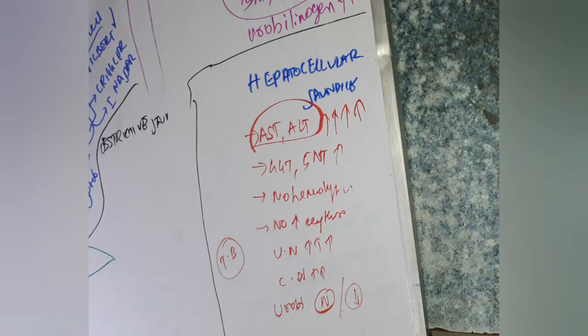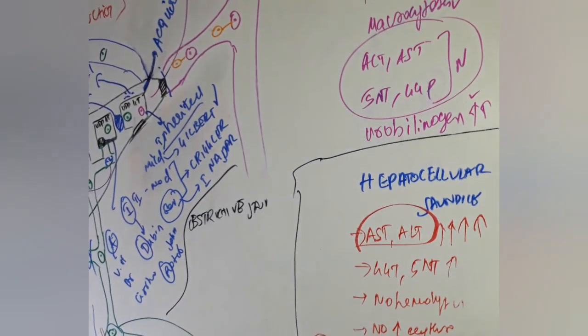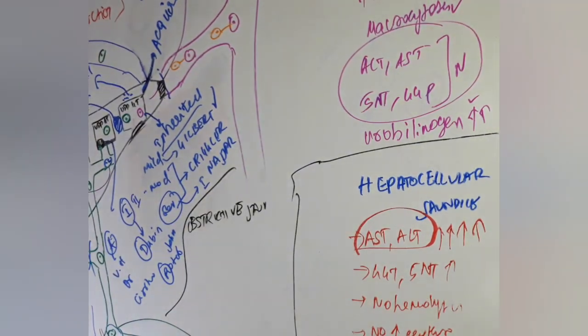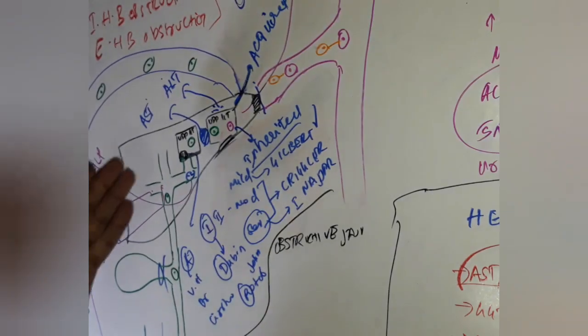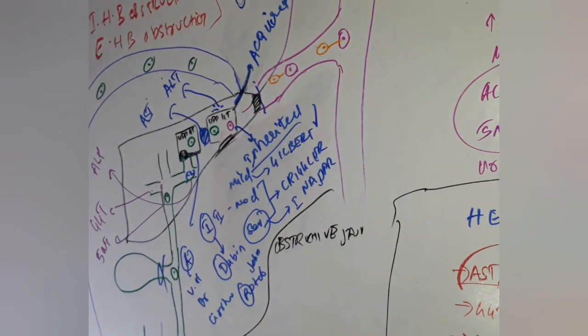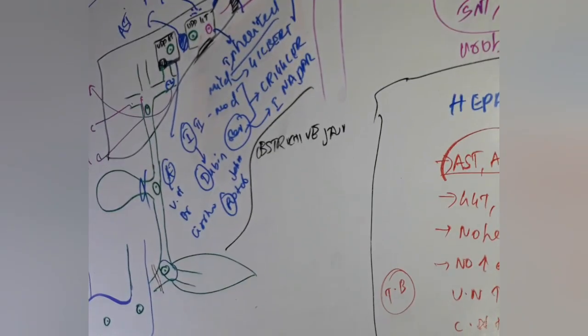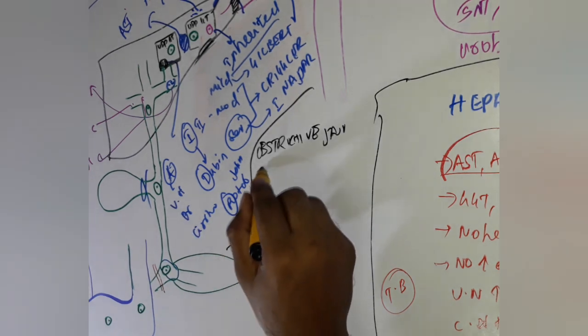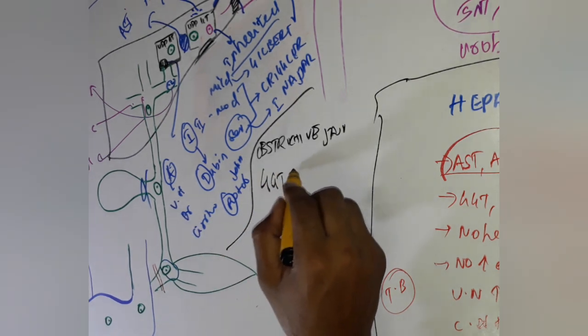Fine. Now moving on to the obstructive jaundice. As I said, either there is an intrahepatic or an extrahepatic cause. I'm going to call those patients as obstructive jaundice. Okay, fine. In the obstructive jaundice, first we shall look at the overall things and then we will see how to distinguish intrahepatic from extrahepatic.